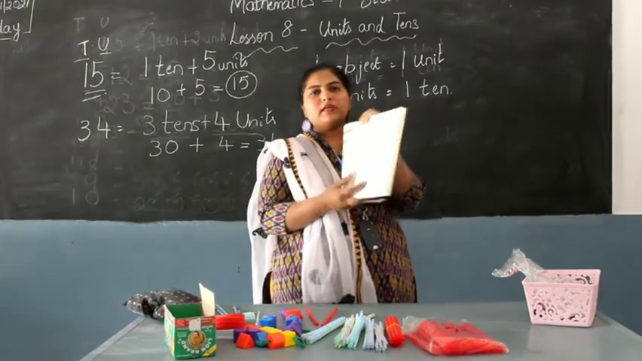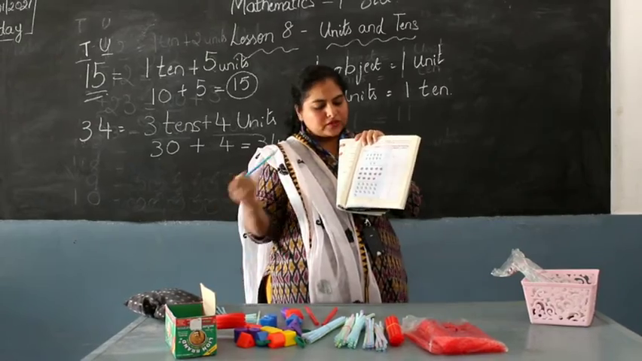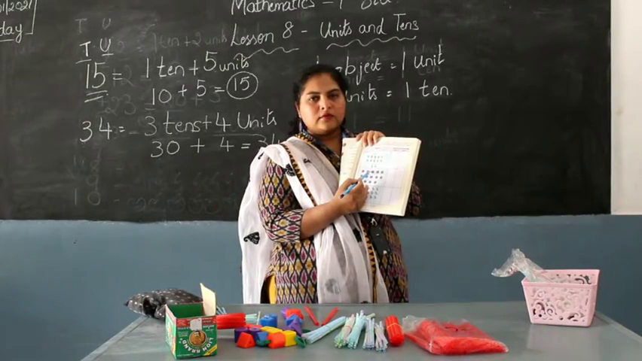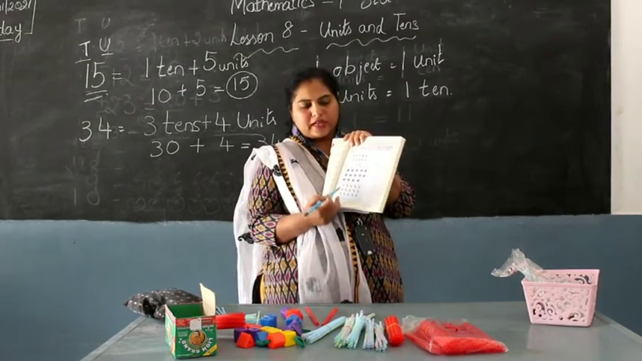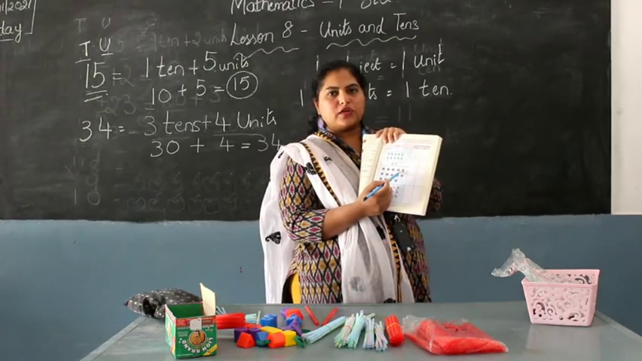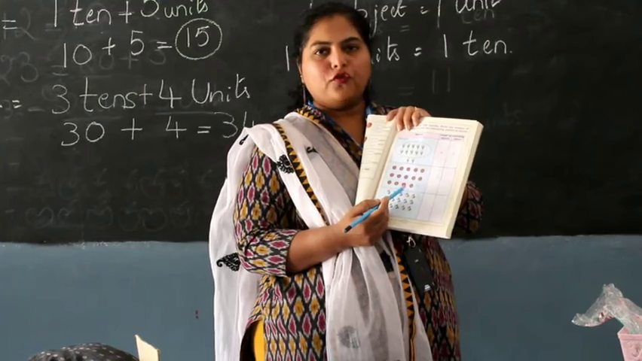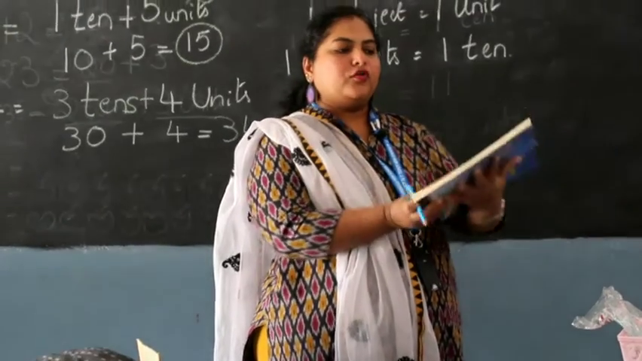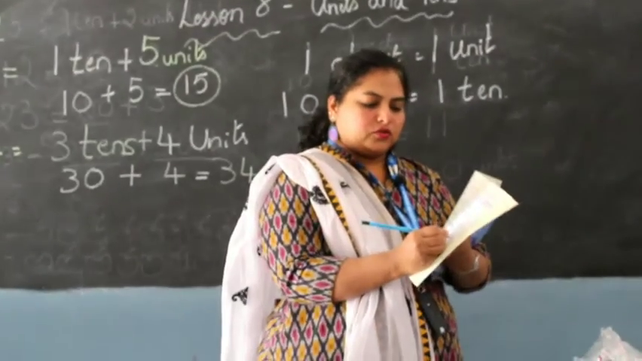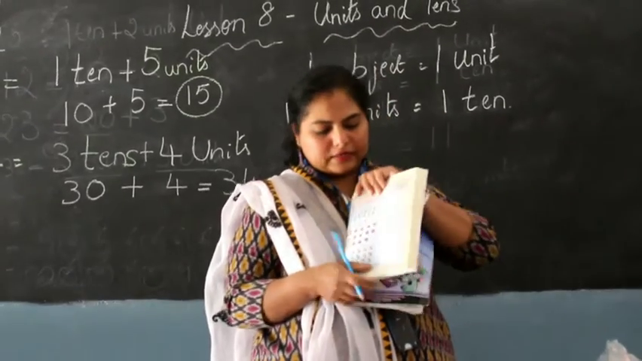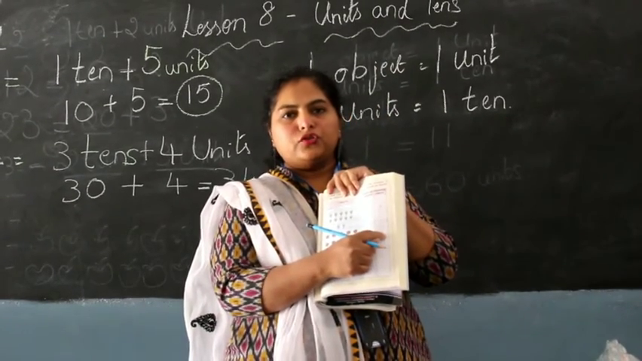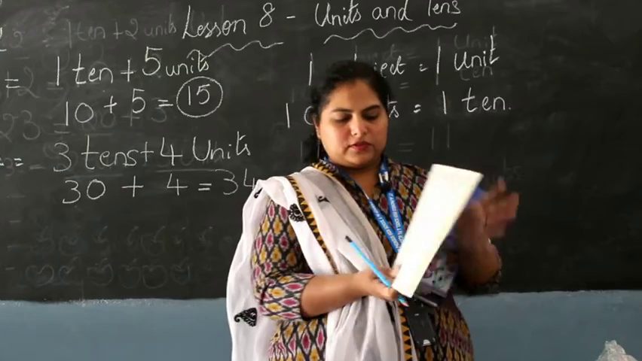Okay, so for all the other questions, you'll have to circle 10 and make groups of 10s here. So you make 10 flowers as one group, then what is left? 1, 2, 3, 4. 4 flowers are left. That will be your 4 units. So now you know 1 ten and 4 units, that is 14 flowers here.